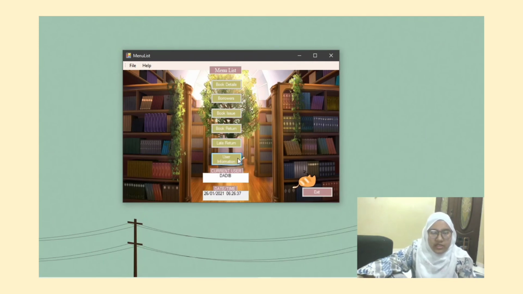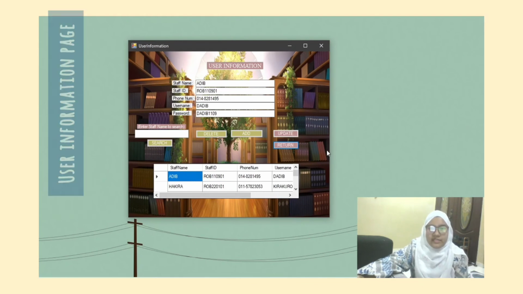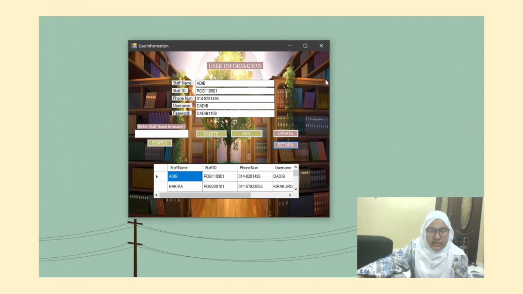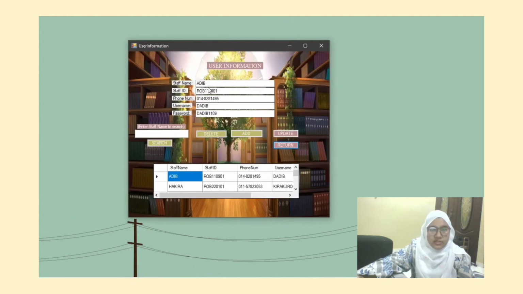Okay, last but not least, I will explain the last button, which is the user information button. We click this button and it will pop up this user information page. Firstly, I will explain the interface here. As we can see, there are one, two, three, four, and five buttons here. On top of this, it will show the details of the current user, which is Adib. If we want to search the staff name, we can put the name in the text box and click the search button. If we want to add new staff, we can click the add button here.